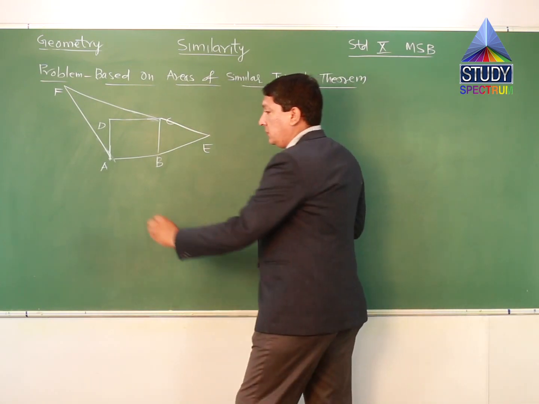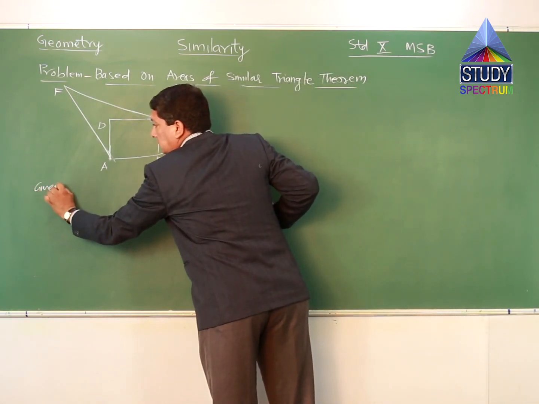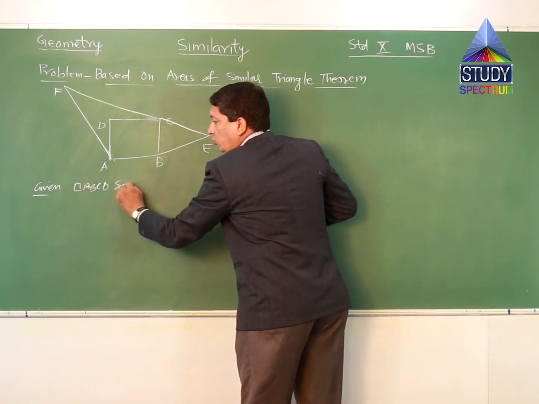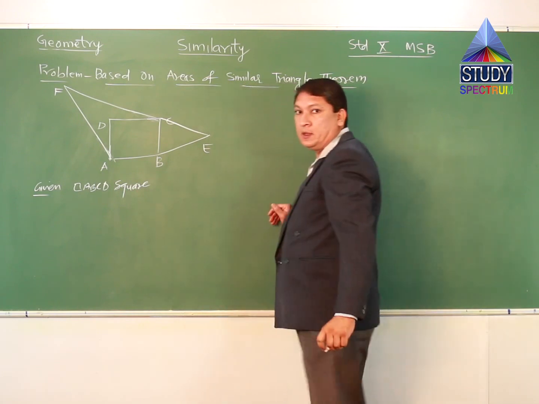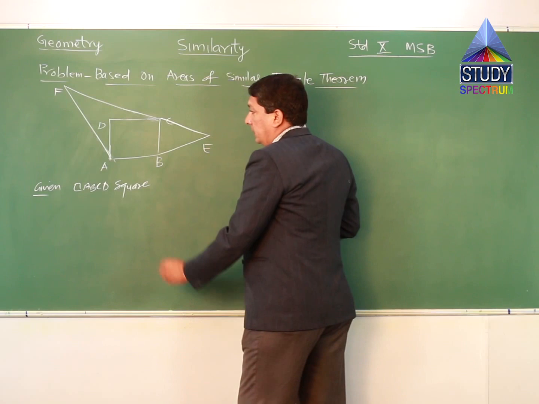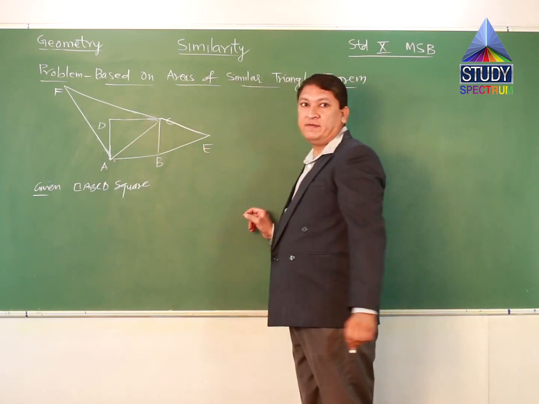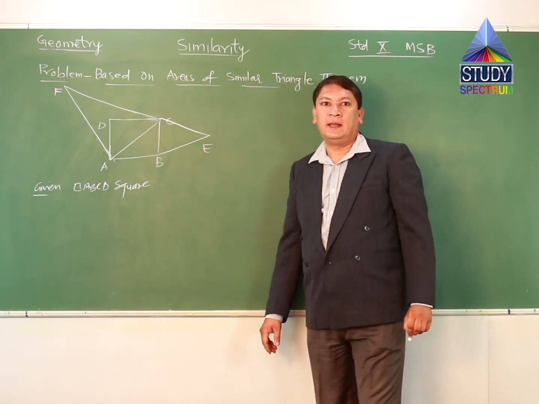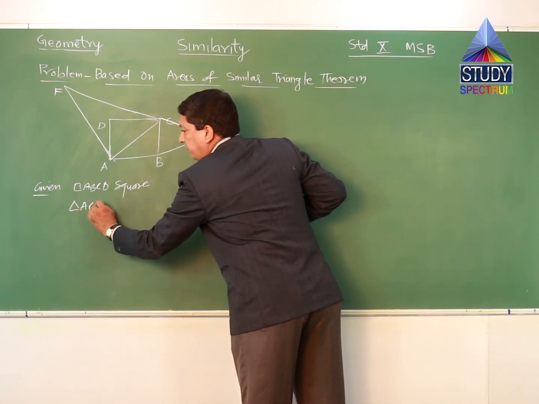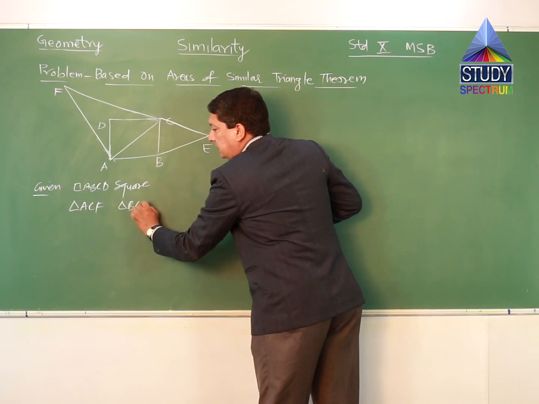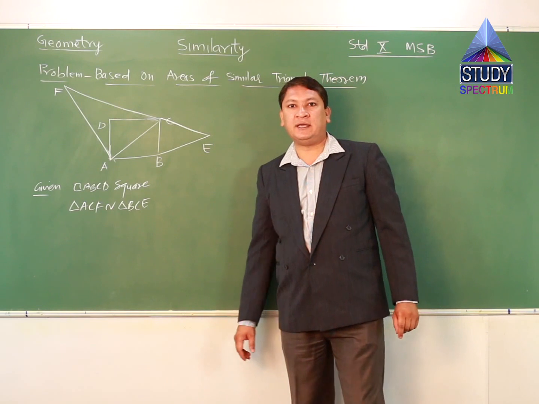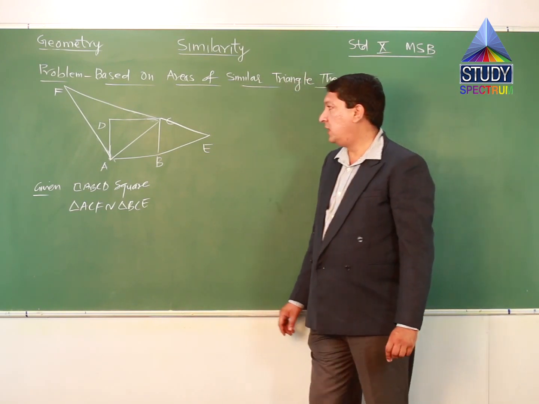Now for this sum, given to us, ABCD is a square, quadrilateral ABCD is a square, and triangle ACF and triangle BCE are similar. This is also given to us. Triangle BCE and triangle ACF are similar.